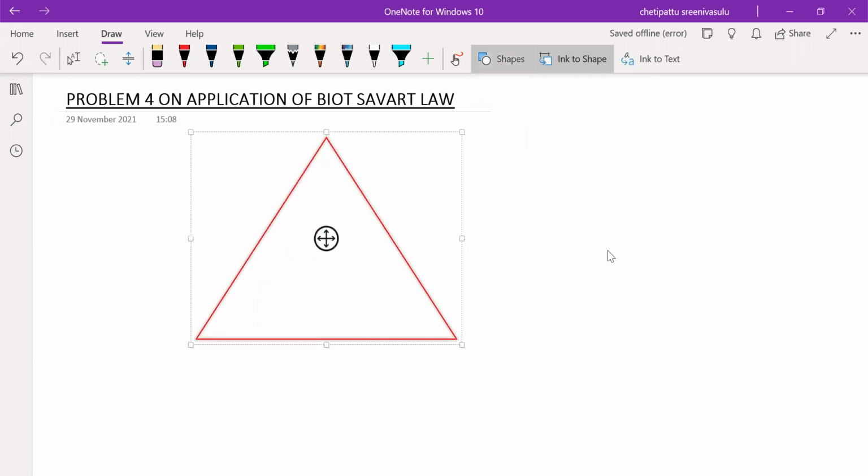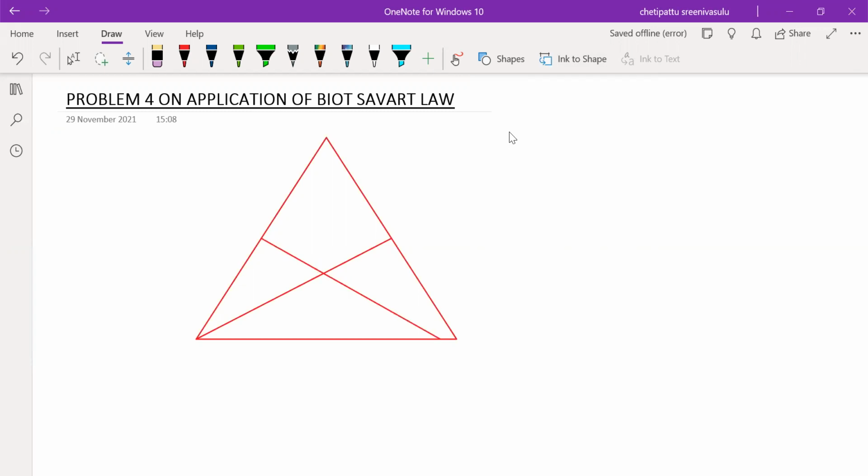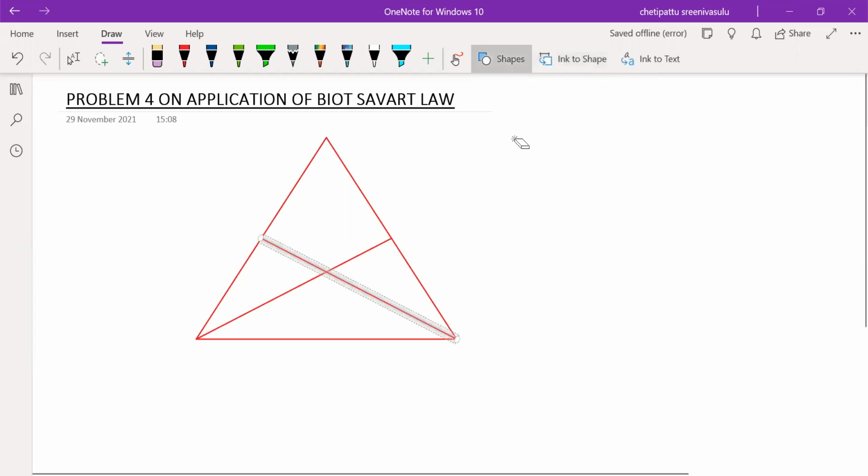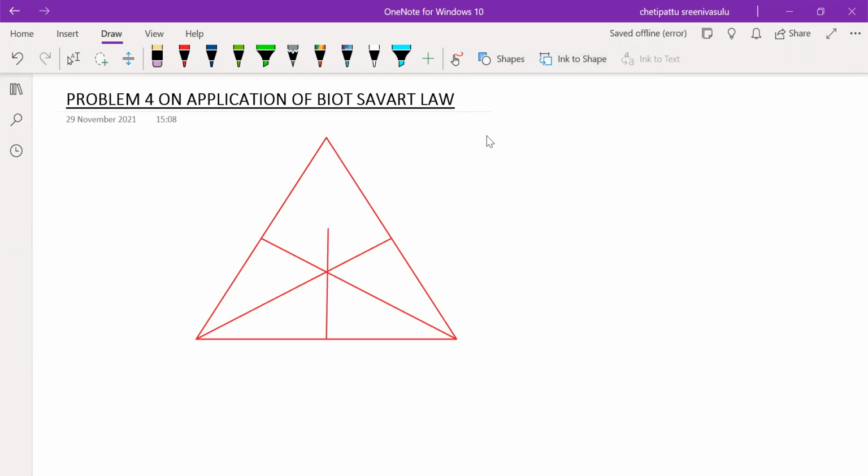Now we are taking here an angle bisector line. Look at here, another one. This is the angle bisector line, and another line you take. This is an angle bisector. So this is an equilateral triangle.